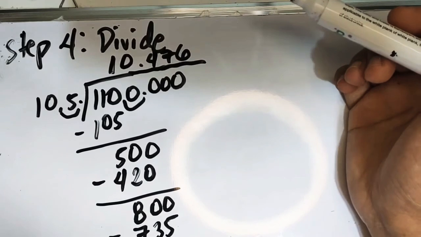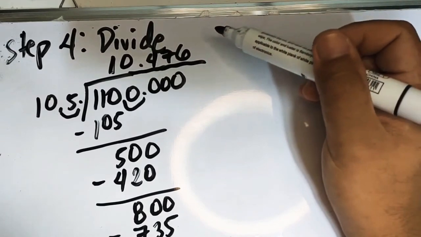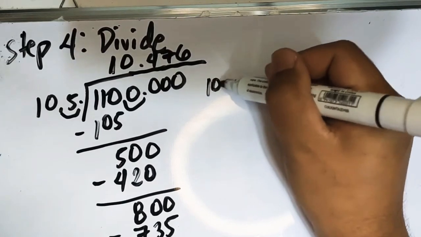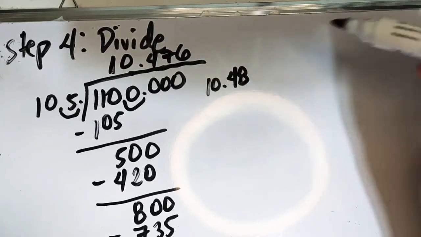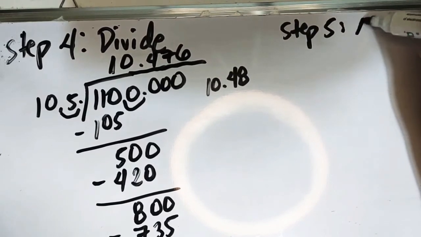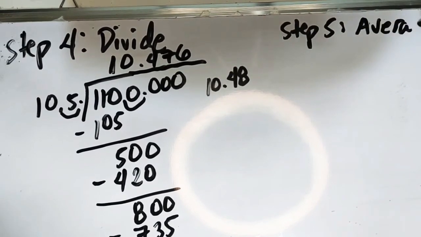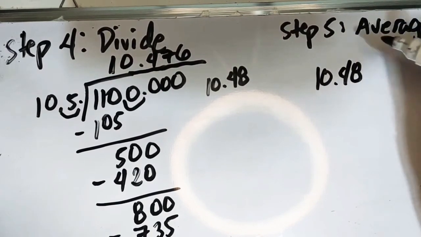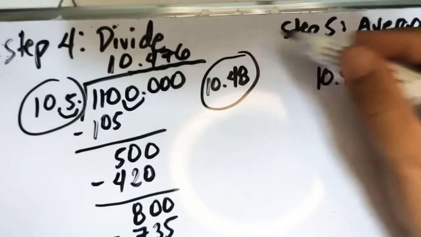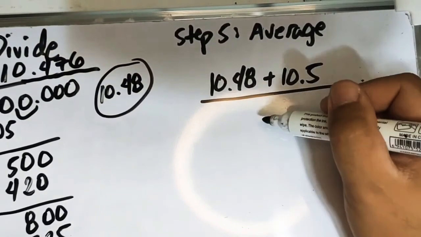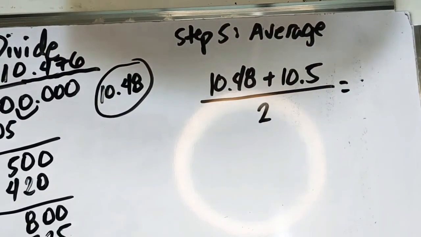10.476. So gawin natin yan, round off na natin to the nearest hundredths. So we have 10.48. Okay, so step 5, we will get the average. The average of 10.48 and 10.5. Okay, so 10.48 plus 10.5 divided by 2.